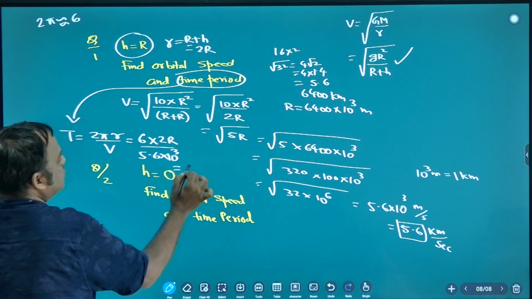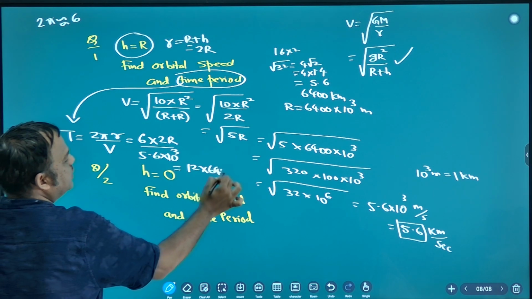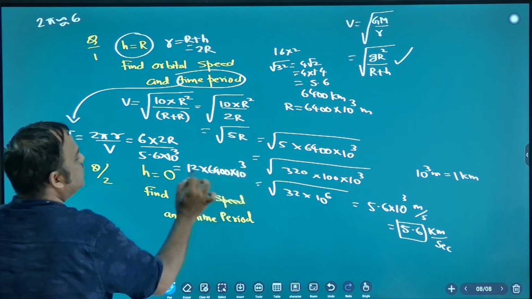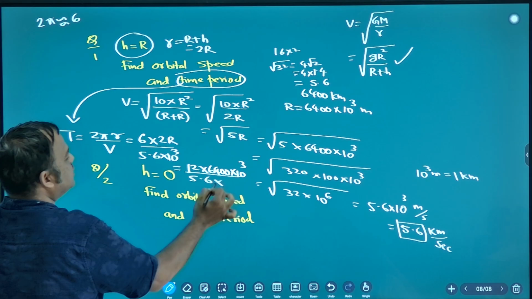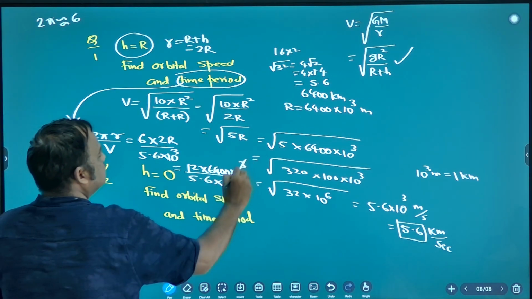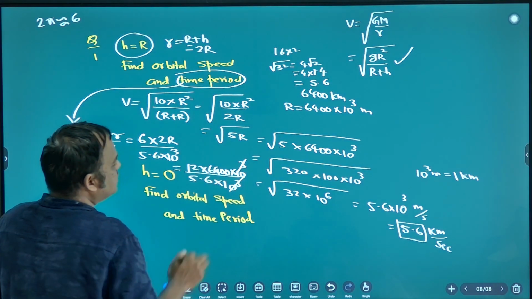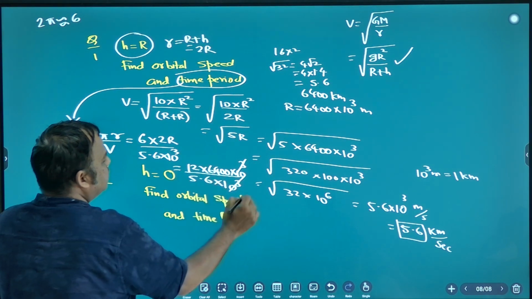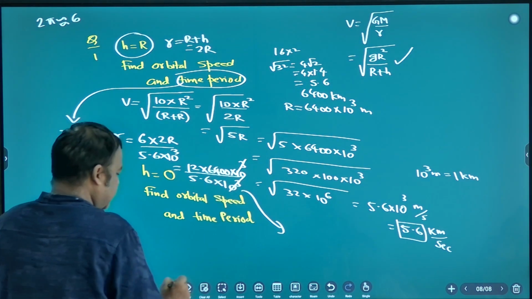So you can solve 12 into 6400 into 10 raised to 3 by 5.6 into 10 raised to 3. 10 raised to 3, 10 raised to 3 cancel. You will get the answer in seconds.